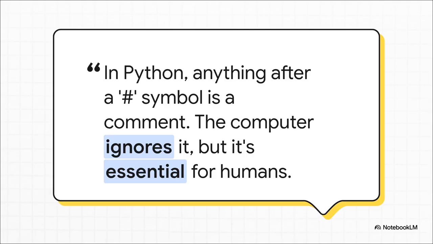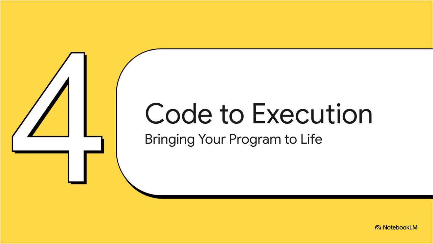You just use the # or the hash symbol. Anything you type on a line after that symbol, the computer just pretends it isn't there. It's completely ignored. It's your secret note, your explanation in plain English, and honestly, it's what makes code readable instead of just a jumble of commands.